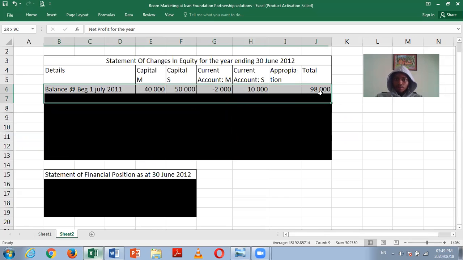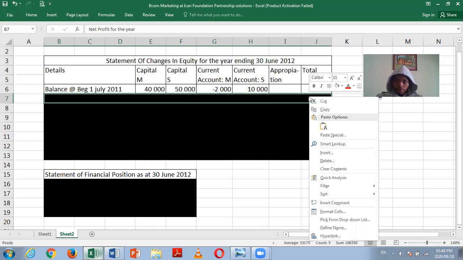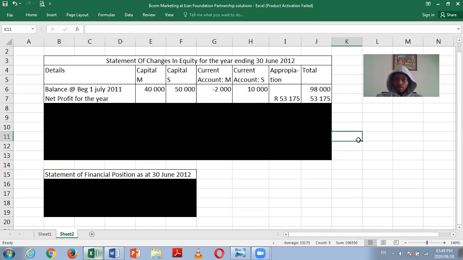We had a profit for the year. Remember from the ledger, the profit for the year we took straight to the appropriation account. So you have the profit for the year, and you take it straight to the total column. It doesn't affect your capital or your current account. It's the net profit for the year. That's where we adjust, and then we share the remaining profit or loss.